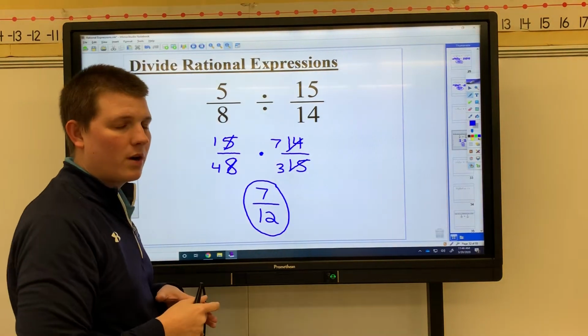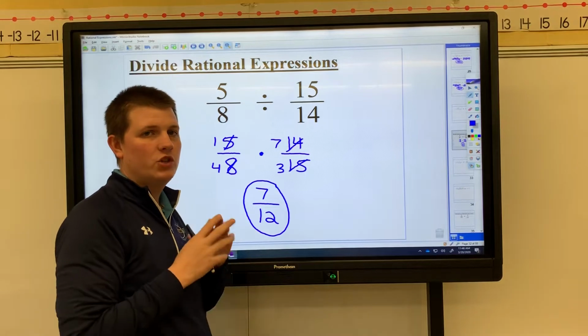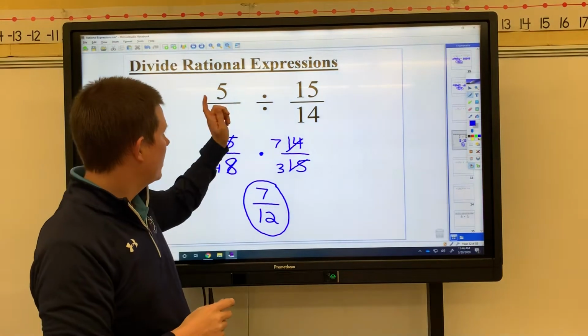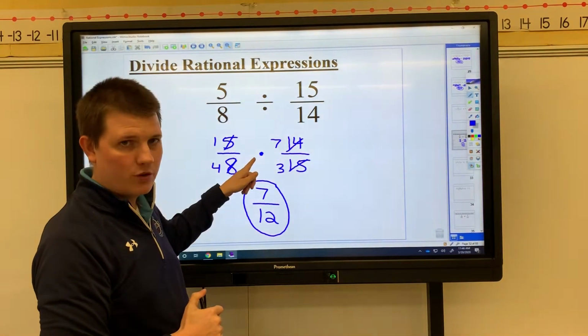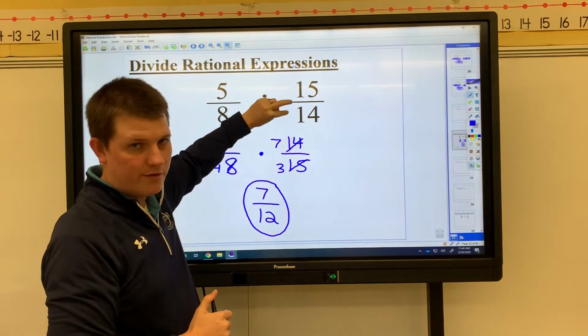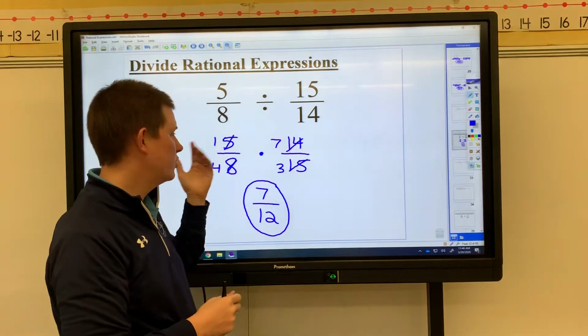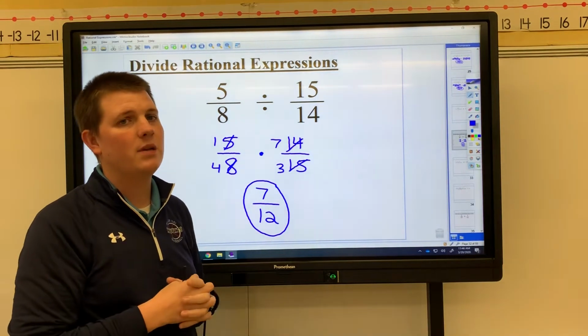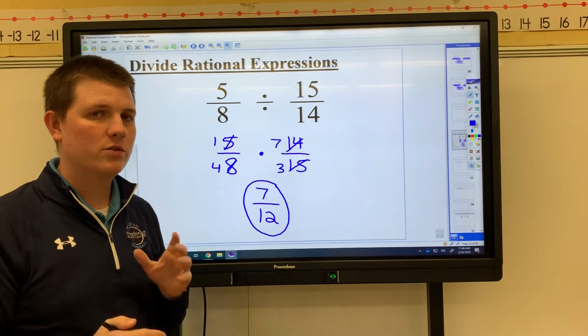We're going to divide rational expressions just the same way. So we're going to change it from division to a multiplication problem. And at the same time, we're going to take the reciprocal of the second fraction. We're going to flip the second fraction. And then it's just like multiplication. Then it's the exact same thing that we did in the previous lesson. So let's look at our first example.